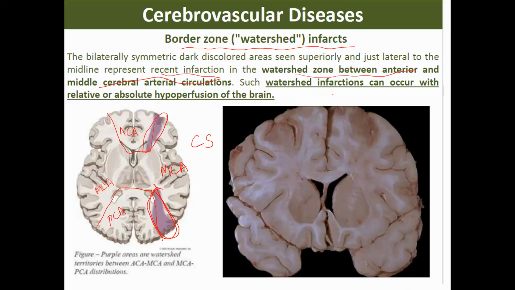Such watershed infarctions can occur with relative or absolute hypoperfusion of the brain. So when there is less perfusion, this can be seen. Here we can see this is a coronal section, in which we can again notice these regions which are the watershed zone. So again between the anterior cerebral artery here, and this will be the middle cerebral artery supply. So it is between the two. We can see that there is watershed zone infarction. It shows that there is a recent infarction.